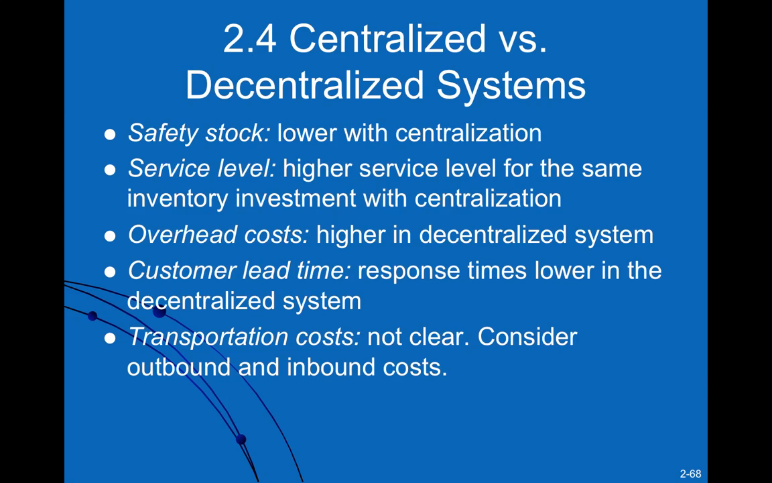Overhead costs are higher in decentralized systems, of course, because you have repetition. The customer lead times tend to be lower, however, in a decentralized system. Why?